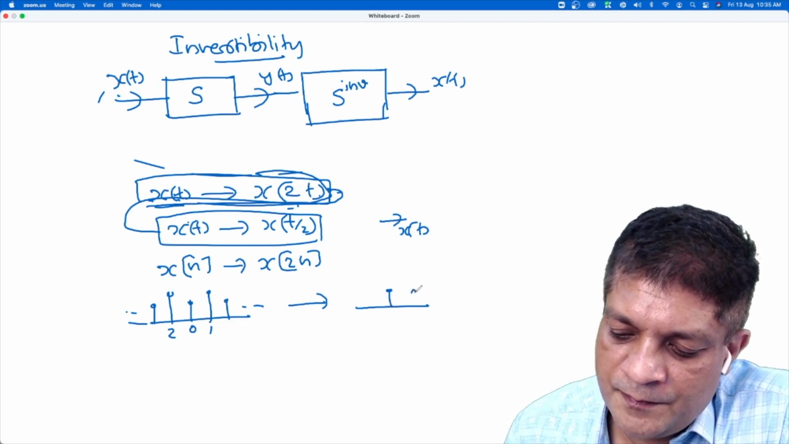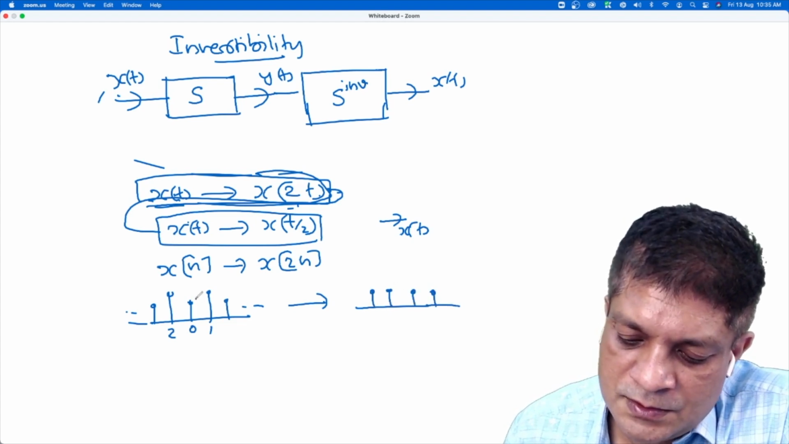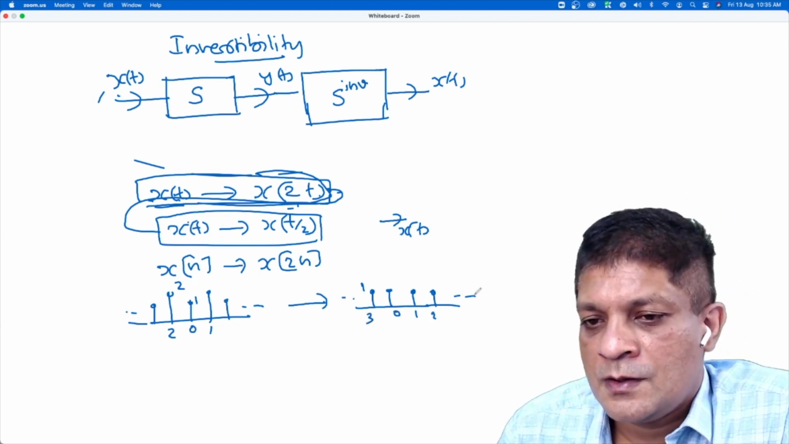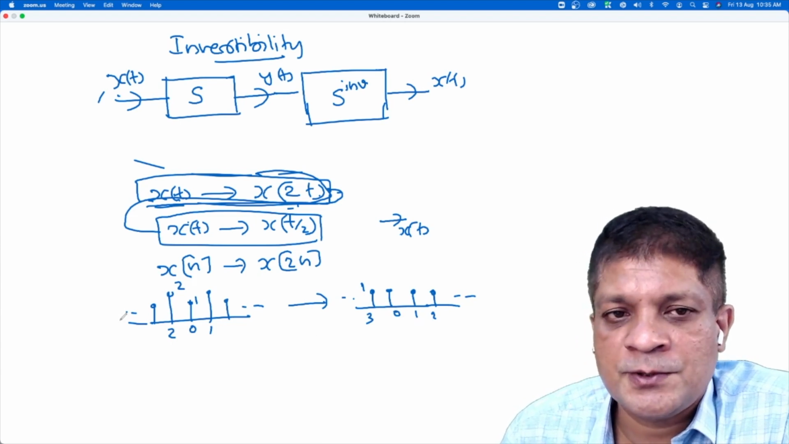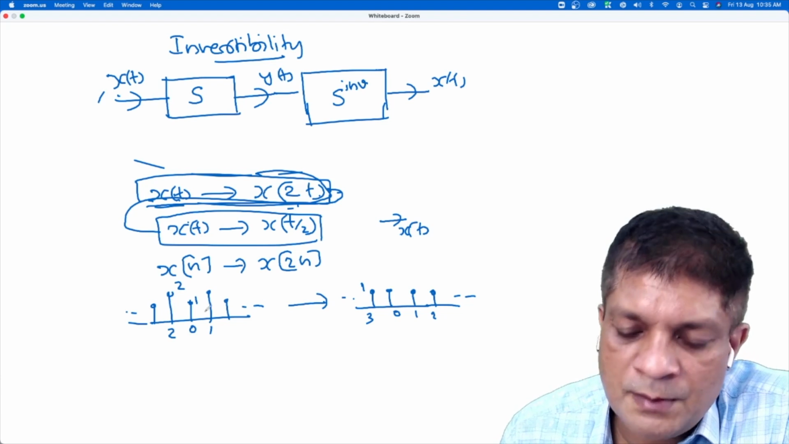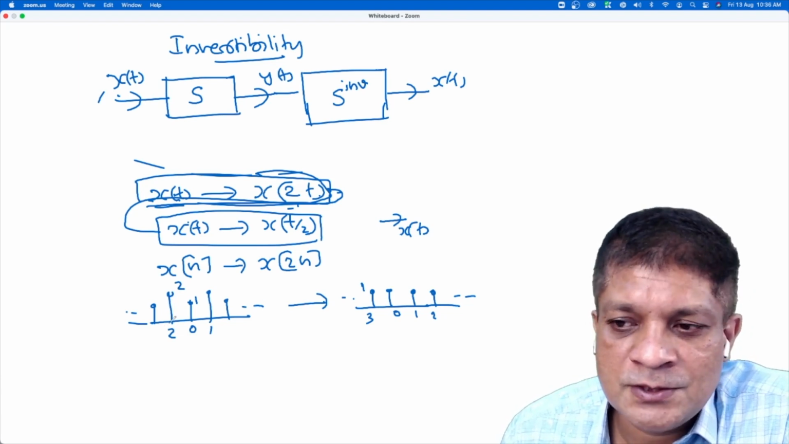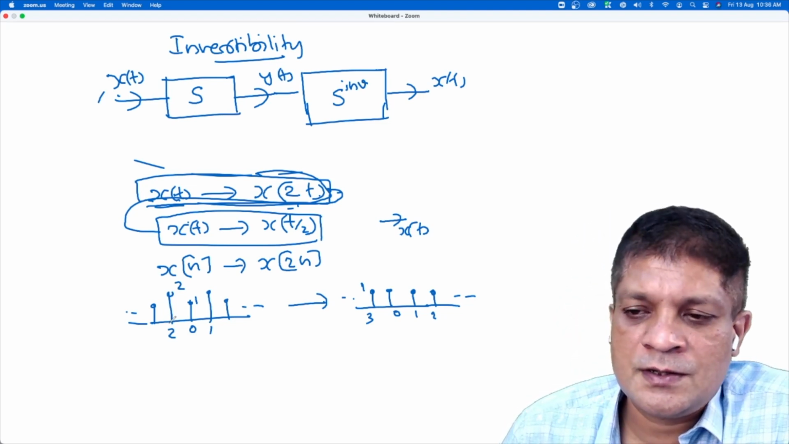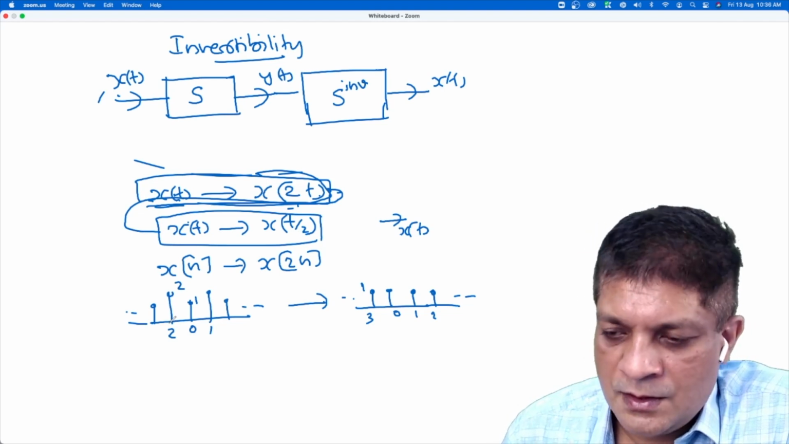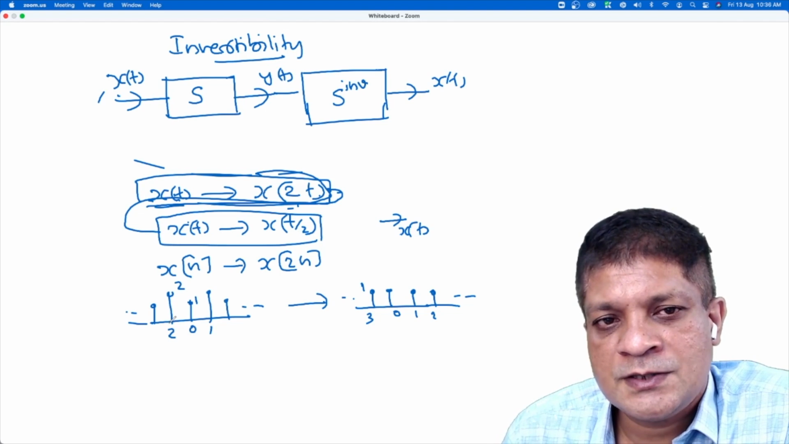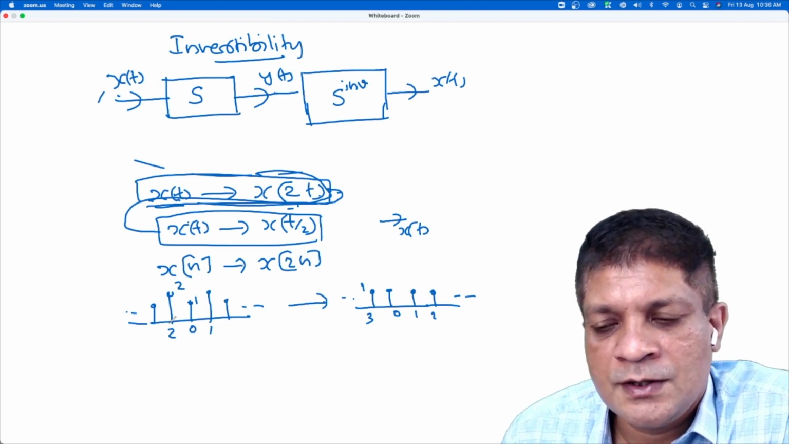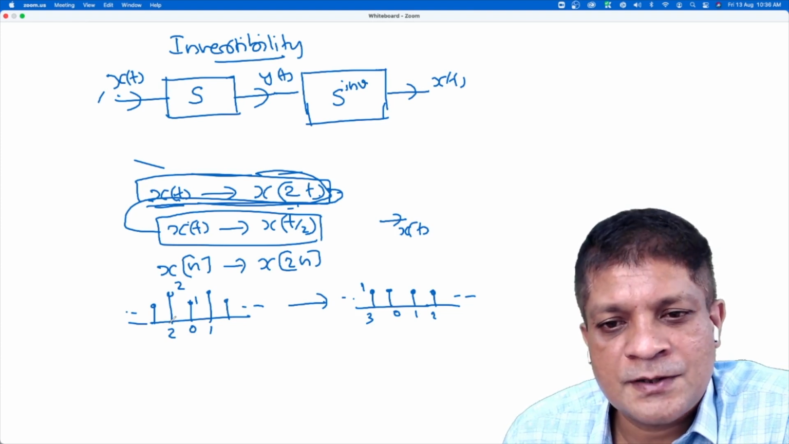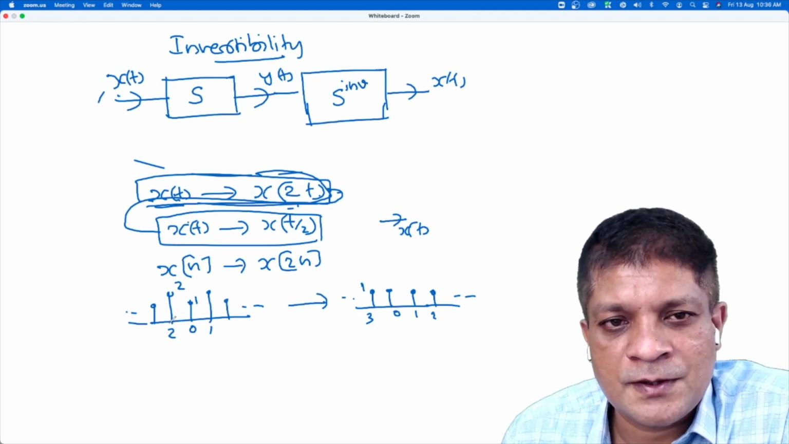So the output will be 1, 0, 1. So we are losing the information about the odd samples of that input signal. Once the information is lost, we cannot recover it. So it is not an invertible system. So can we say that a system is invertible if and only if distinct inputs give distinct outputs? What is the condition for invertibility?